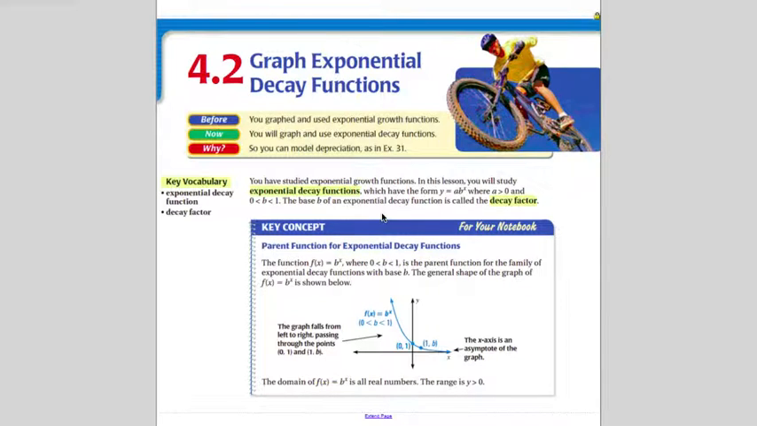In section 4.2, we're going to have exponential decay because the base in our exponential function is now between 0 and 1, which means every time the x increases by 1, you divide the output by the value b. And you can see that the graph is a horizontal flip of the exponential growth function.